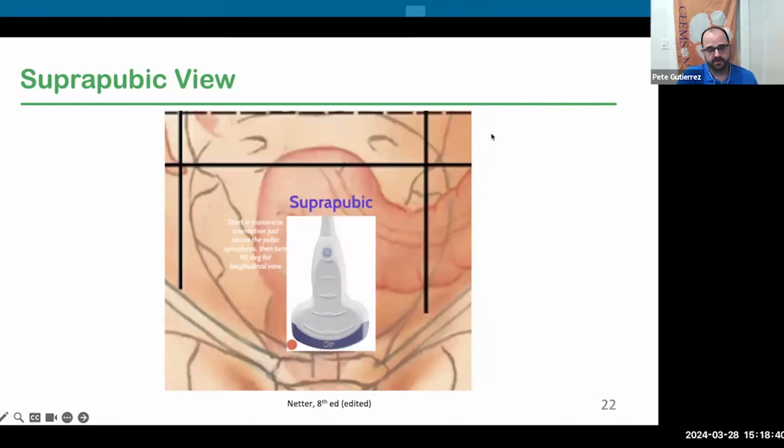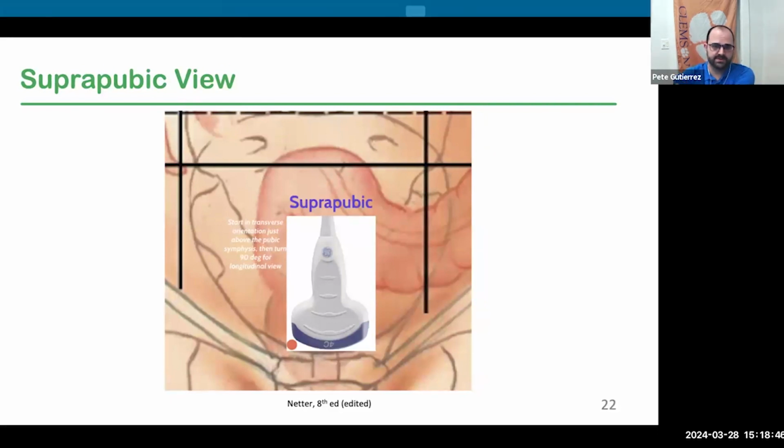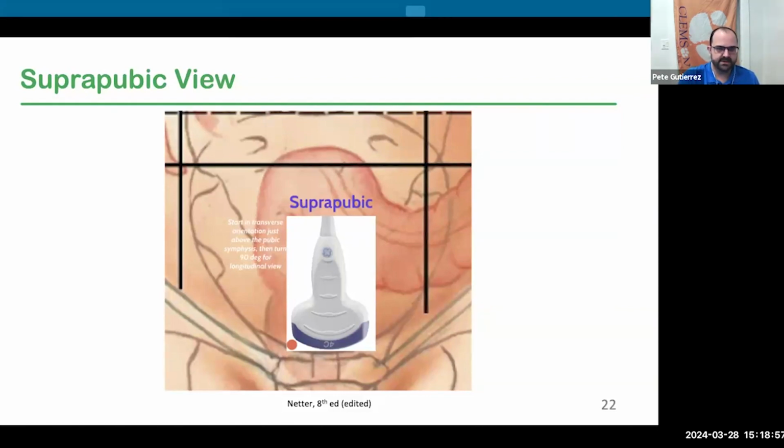All right, so after the left upper, I then move on to the suprapubic view. These are views that you'll obtain in both the transverse and longitudinal views. It's best to start right above the pubic symphysis. I usually start in transverse.